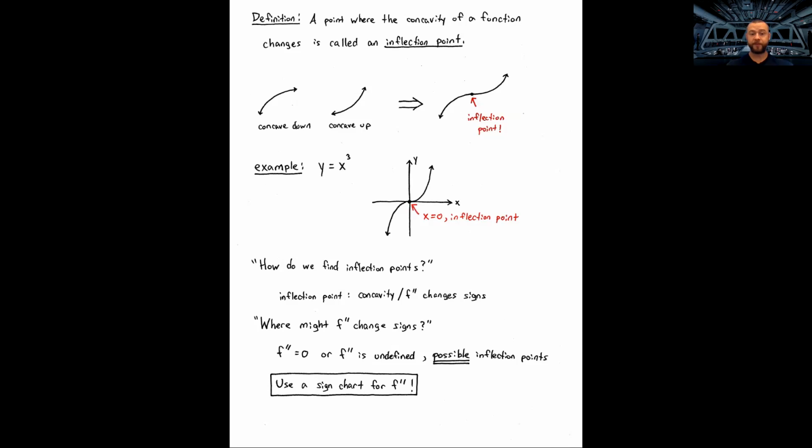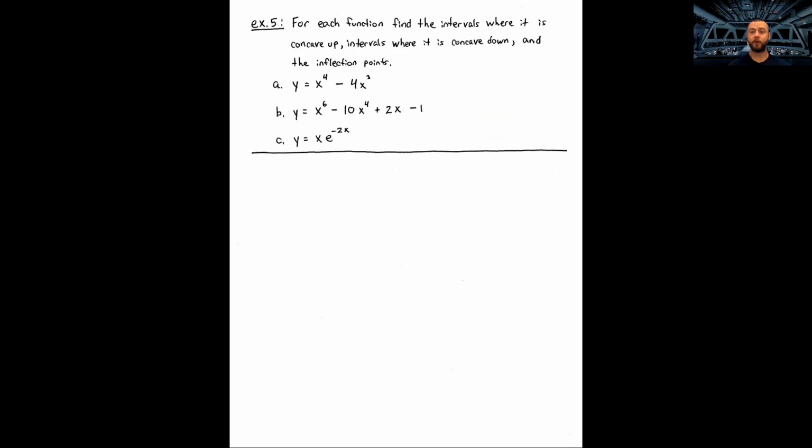Let's go ahead and jump to a few examples. Continuing from our first part, we have now example 5. And let's take a look at 3 examples. The question asks, for each of these functions, find the intervals where it's concave up, the intervals where it's concave down, and any inflection points.